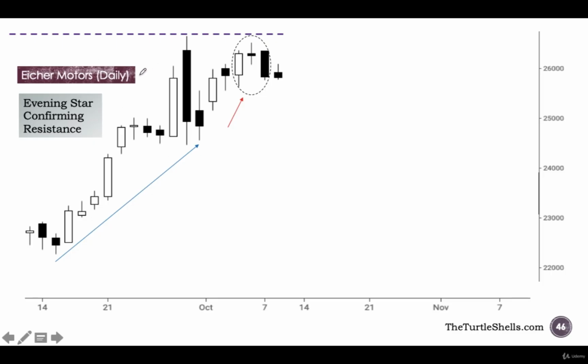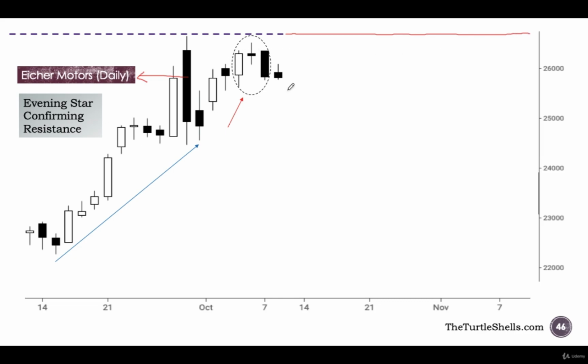So you have the daily chart of Eicher Motors. This is a highly priced stock. So you have an uptrend. Then you have an evening star here, a purple dotted line marking the resistance created by this dark cloud cover. What is this pattern? This is a nice dark cloud cover. The close is below the midway of the prior long white candle and the open is above the high of the prior long white candle. So we know that the highest high of the dark cloud cover candles becomes a resistance. So we have drawn a purple dotted line.